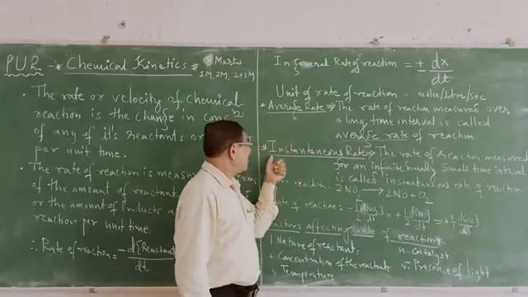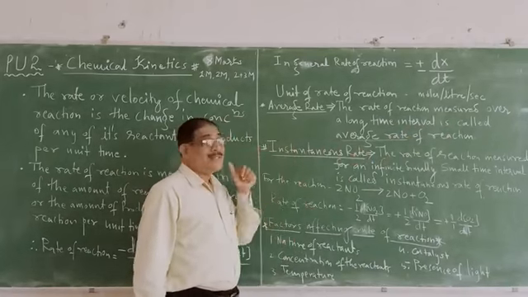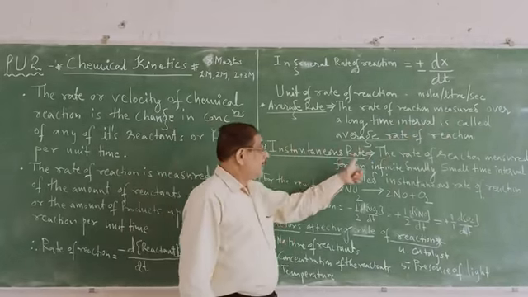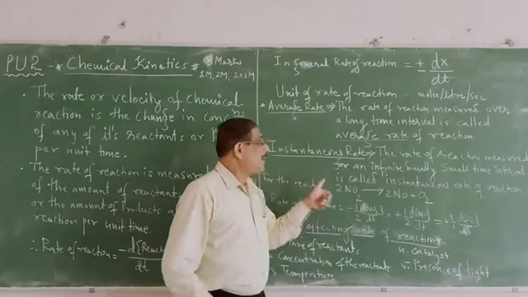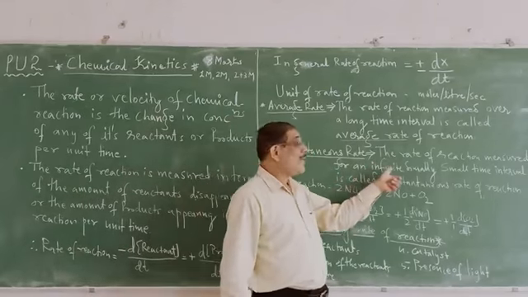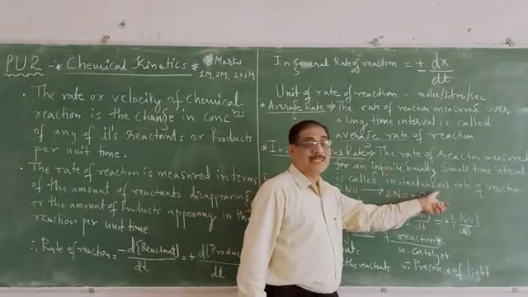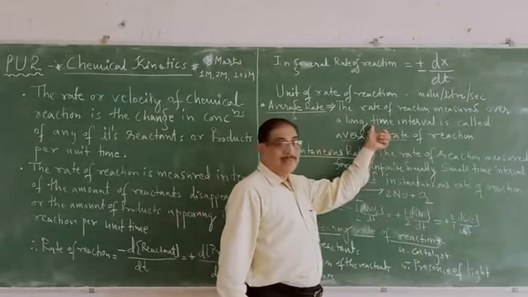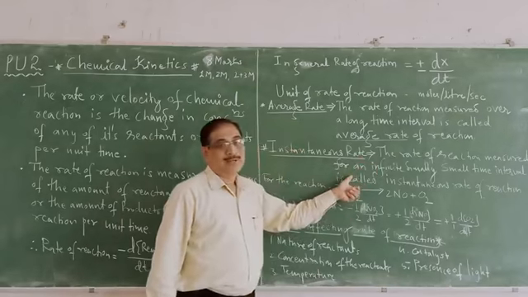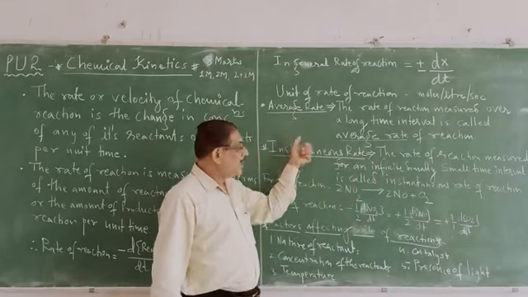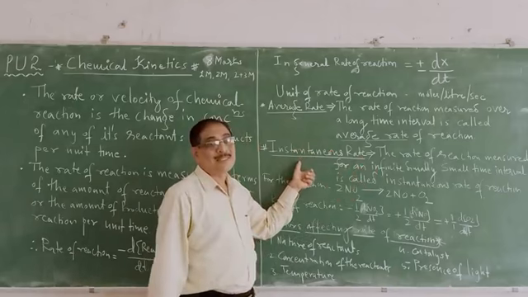Secondly, instantaneous rate. What is instantaneous rate? The rate of reaction measured for an infinitesimally small time interval is called instantaneous rate. Here, long time interval, it is average rate, and here, small time interval, it is instantaneous rate.